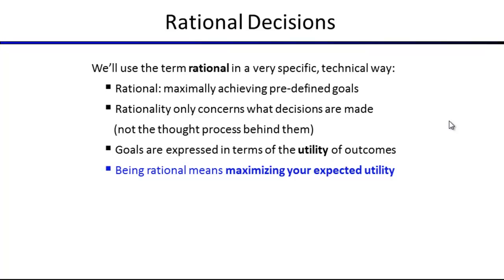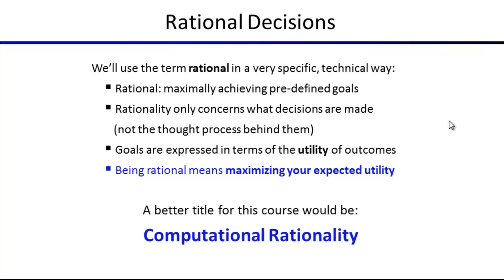Mathematically, how this will be formalized in this class is by maximizing your expected utility. And we'll look at this in a little more detail, but really maximizing your expected utility is what this class is about. And so while you think it's artificial intelligence, really it's about computational rationality, getting computation to act rationally for you.